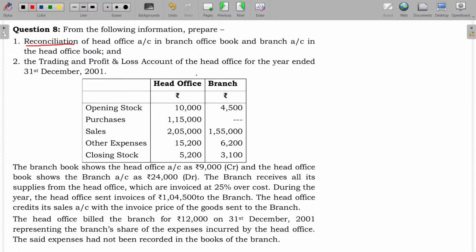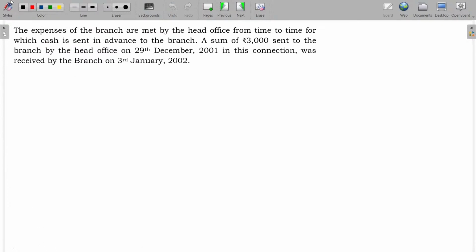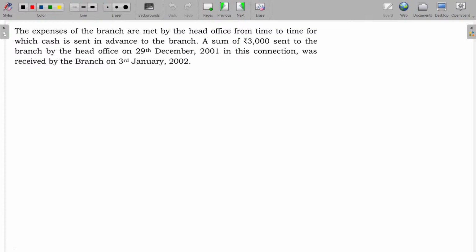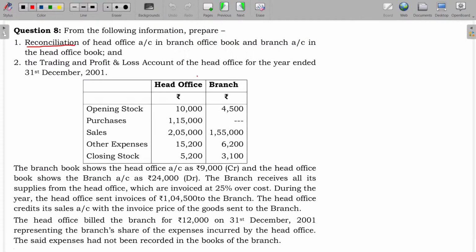In case of independent branch, you have to prepare the trading and P&L account for HO and branch office parallelly. Now, what's the requirement? Reconciliation and then prepare the trading and profit and loss account.